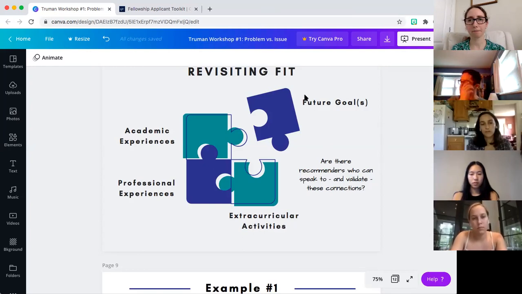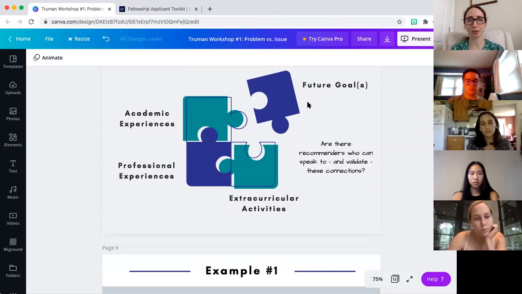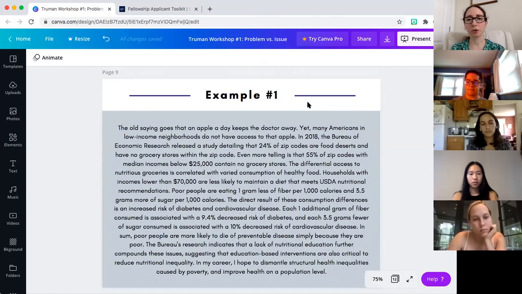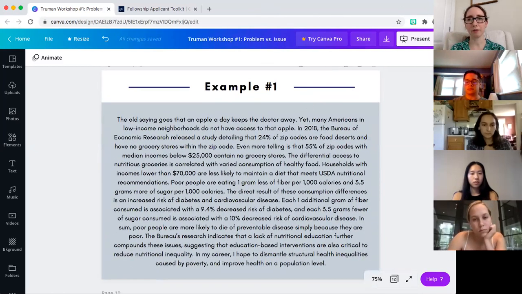You can always feel free to chat them and I can answer them later as well. So I want to show you a couple of examples of that question of what is the problem or needs of society that you wish to address, which I think is question 9. I'm just going to read this to you and then we're going to reflect on it.